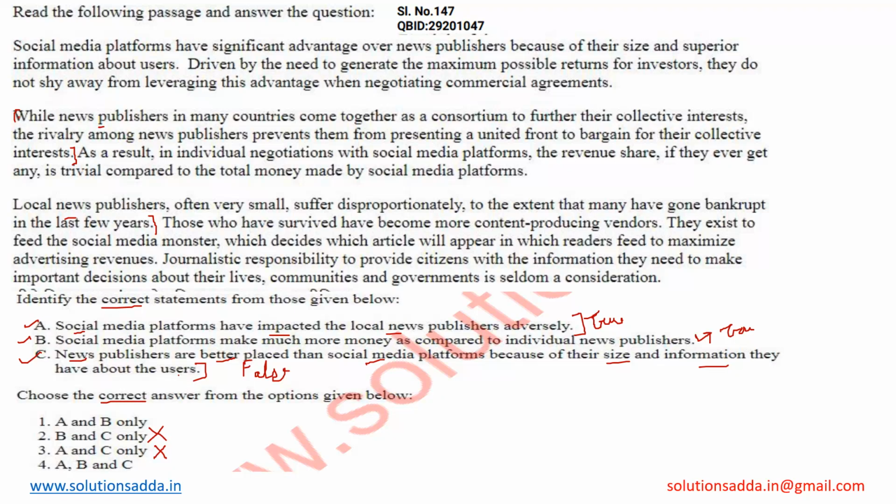You can verify this from the first line of this paragraph, which says that social media platforms have significant advantage over news publishers. Why? Because of the size and superior information about the user. They are not talking about the local news publisher but about the social media platform, because social media platforms have the information about the user, what the interests of the users are. So statement C will be false. According to this observation, statements A and B are true and C is false, and we have to identify the only correct statement. Option 1 will be the right answer for this question.